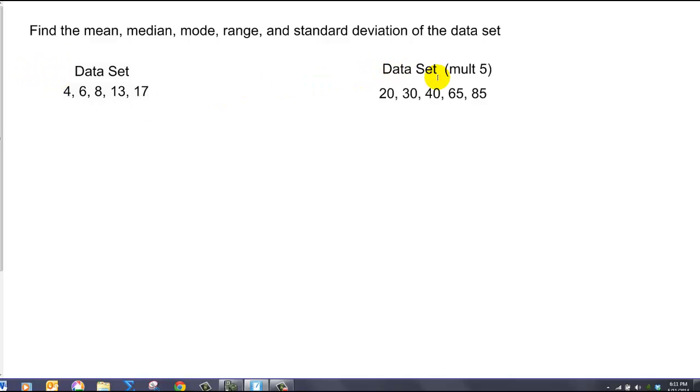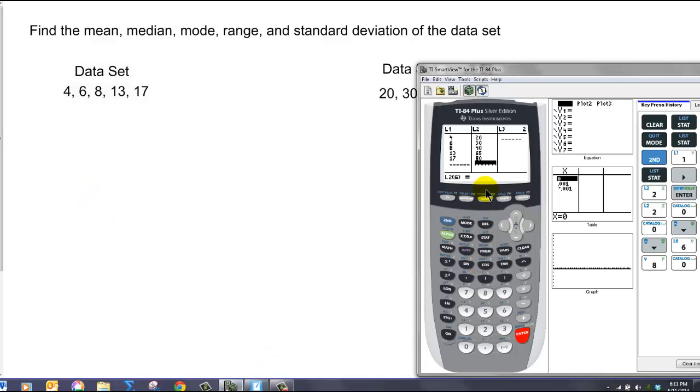But instead of adding 5, I'm going to multiply each term by 5, and we'll see what happens to these 5 values from here. So let's once again go back to our list. I've typed in my new L2 list of multiples of 5 of the beginning set of data, and I'll once again quit, and we're going to calculate our one variable statistics on L1.